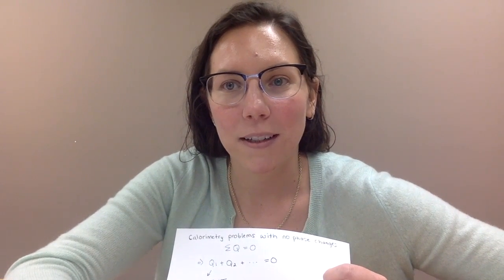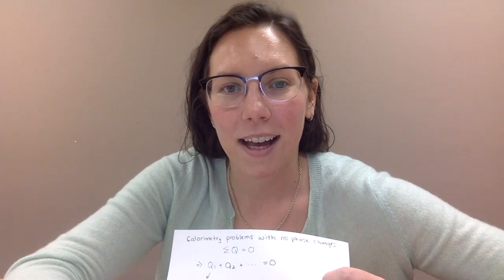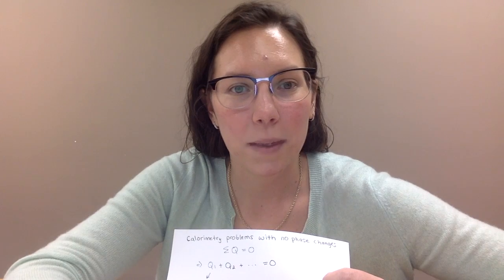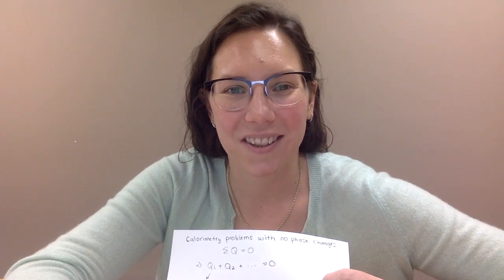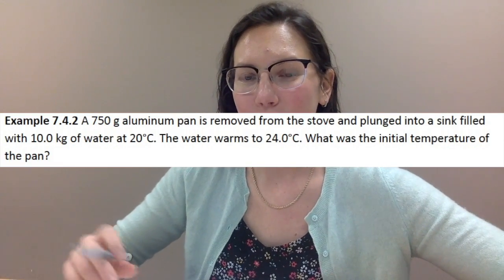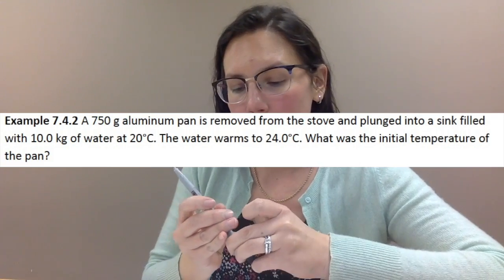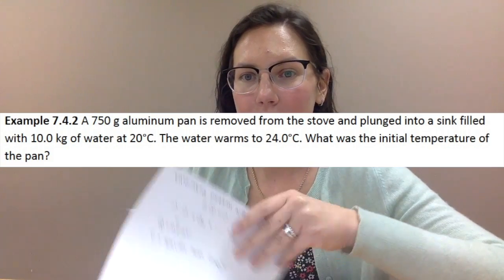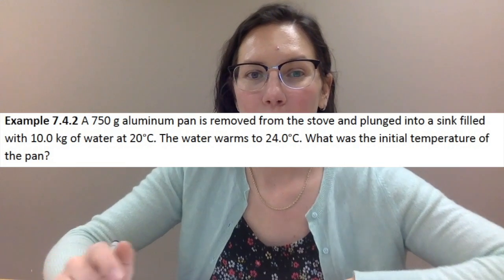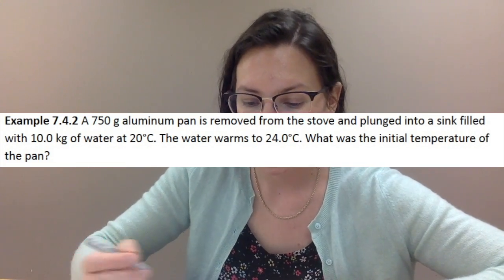Okay, so I'm going to start by looking at the first example, which is number 9 in my lecture slides. A 750 gram aluminum pan is removed from the stove and plunged into a sink filled with 10 liters of water at 20 degrees Celsius. The water warms to 24 degrees. What is the initial temperature of the pan?